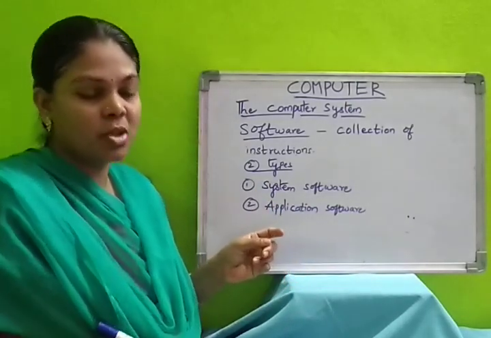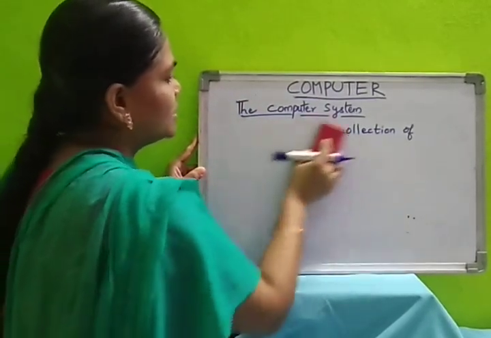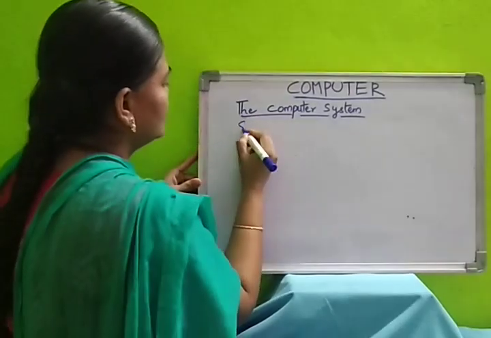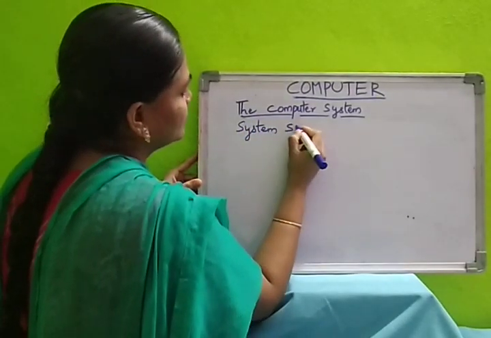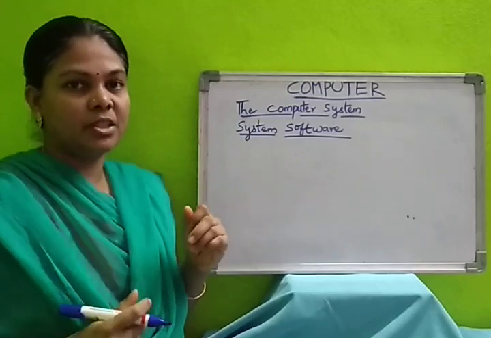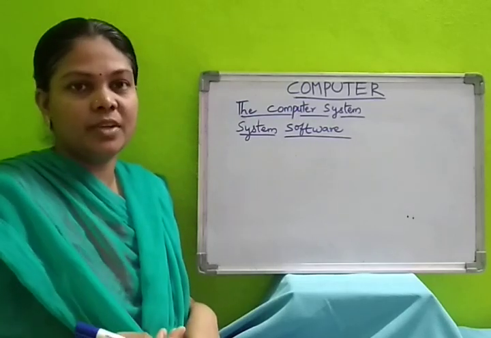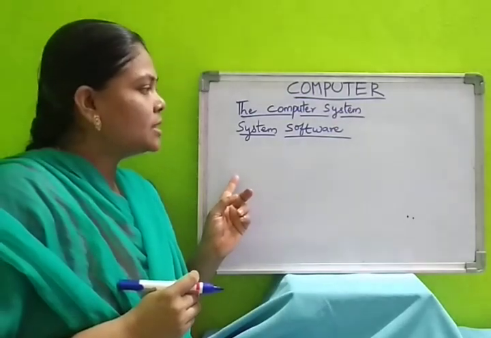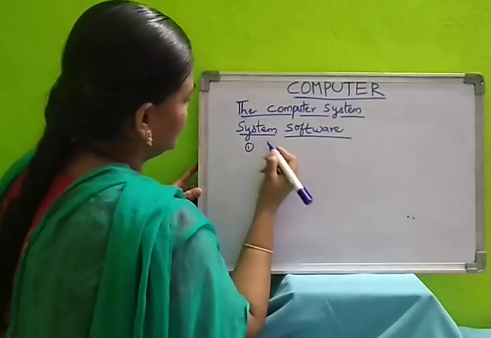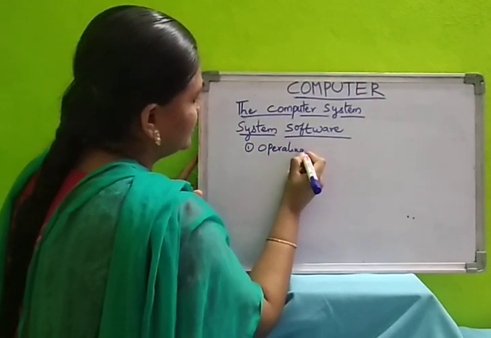Now we will learn about system software. What is system software? It works like an interface between the user and the computer. That means between the user and the hardware parts. We can use different hardware devices using this system software. In system software we have three types. The first one is the operating system.